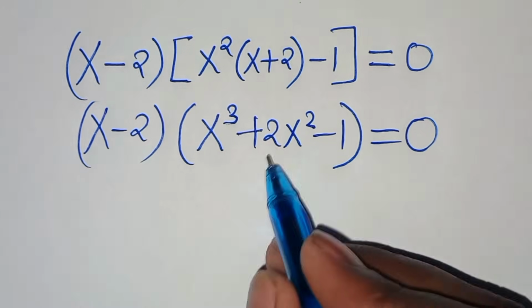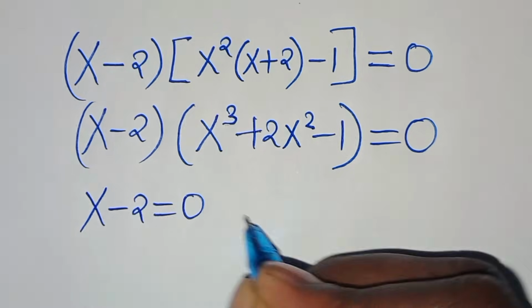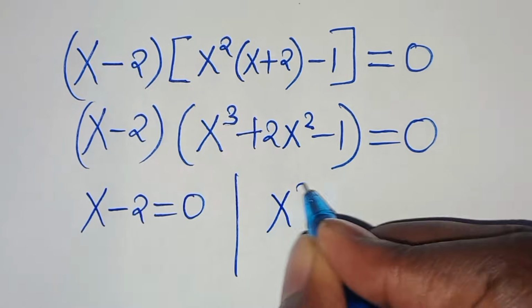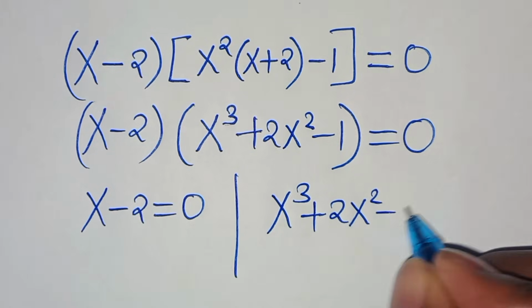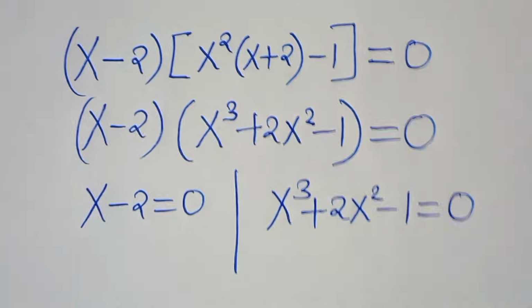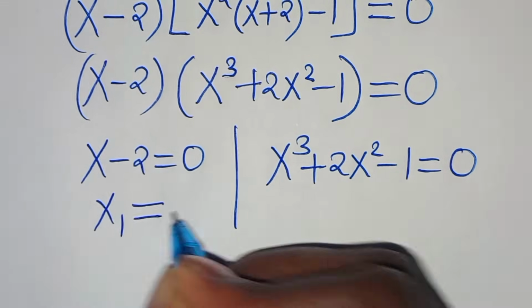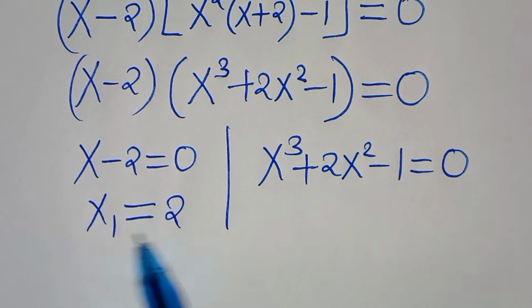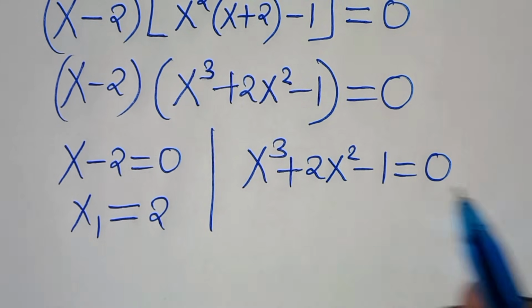So we have got two parts here. The first part is x − 2 = 0, and then we have x³ + 2x² − 1 = 0. From the first part here, we have x₁ = 2. Now, let's solve for the other values of x.